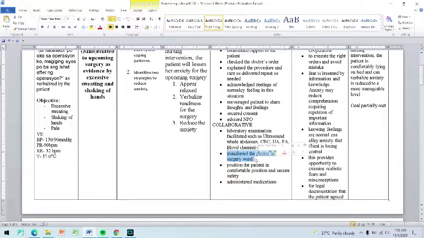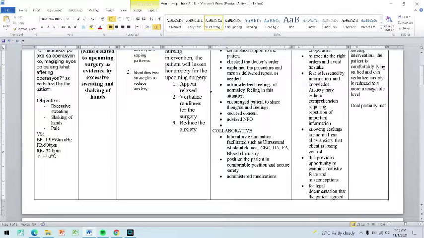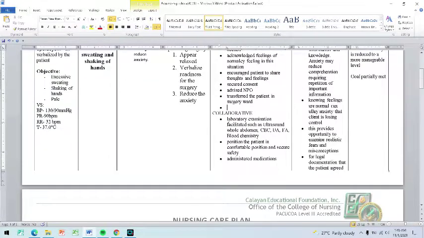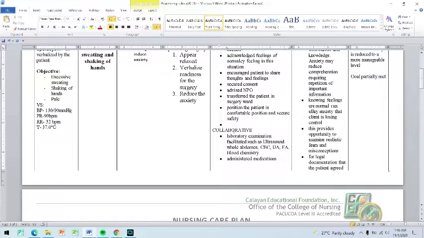This will be an independent function of the nurse. Position the patient comfortably. Okay, positioning, that is an independent nursing function. And administering medication is your dependent nursing function. This will be the dependent nursing function.